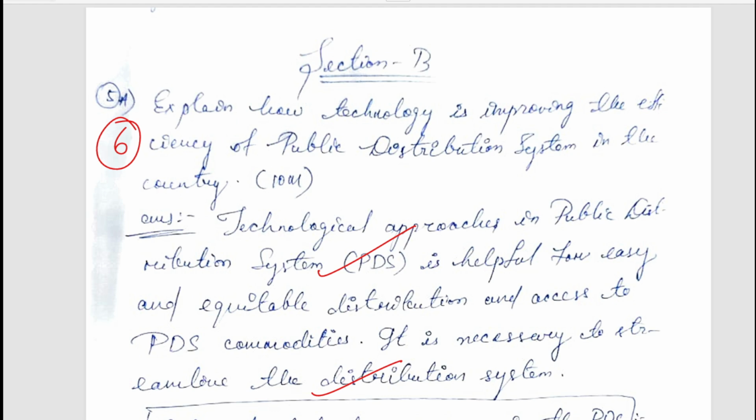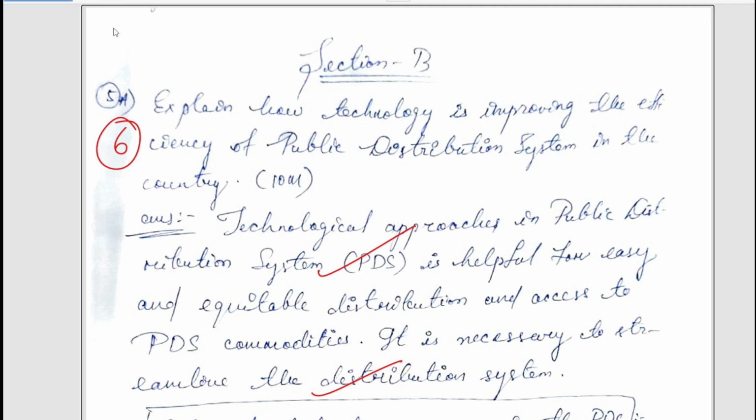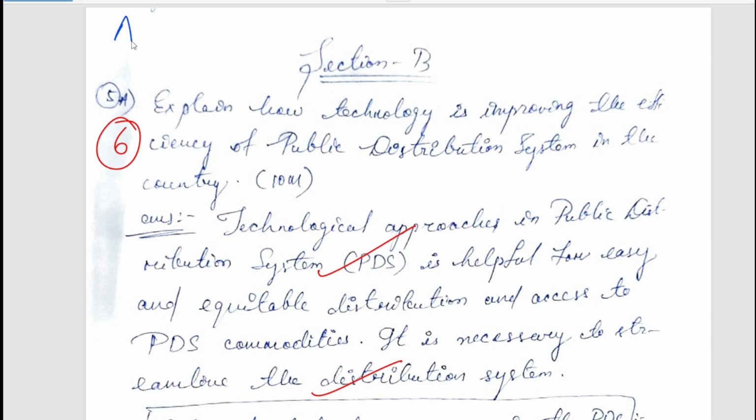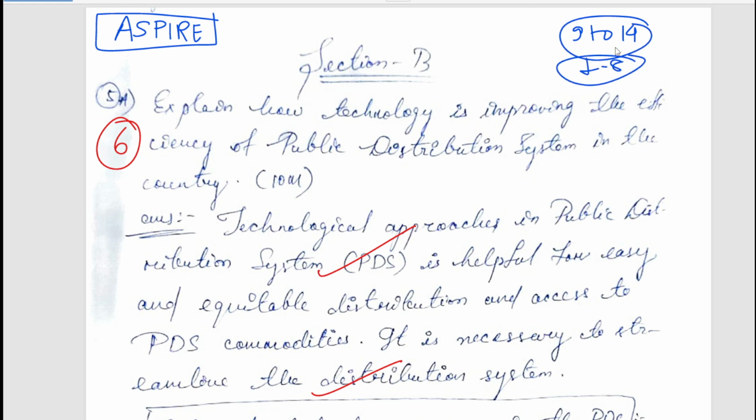So today we are going to discuss the next copy of our Aspire for Agriculture test series. You all know that we had the Aspire for Agriculture test series in which we had 14 tests, and from test number 9 to 14 we had full tests, and 1 to 8 we had sectional tests. So today we are going to discuss the next test, that is section B of test 12.